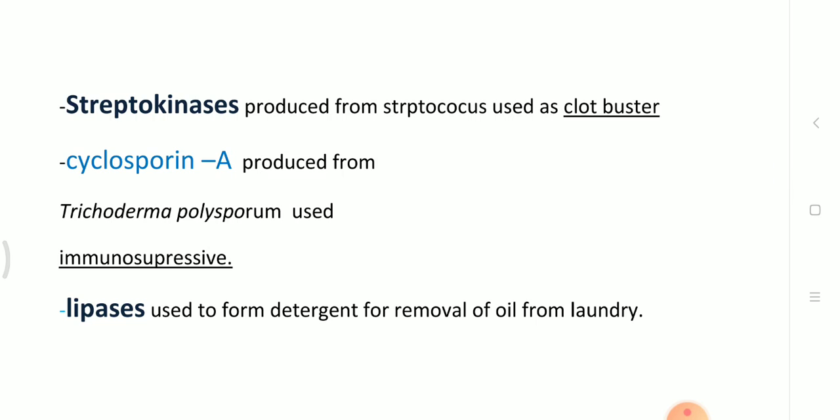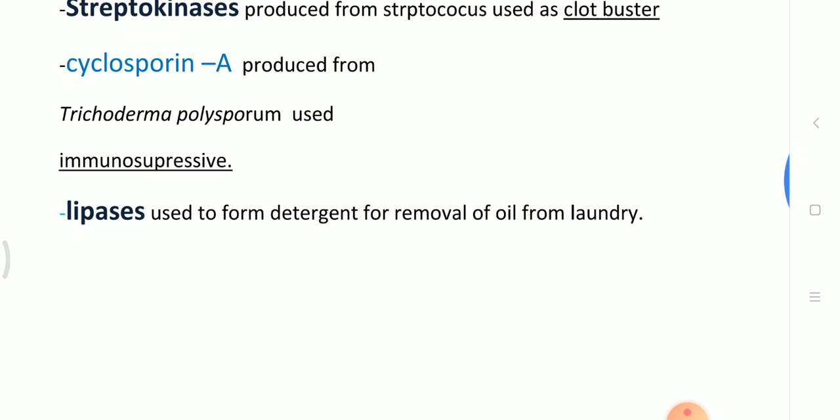Next is cyclosporin A. Cyclosporin A is produced from Trichoderma polysporum and used as an immunosuppressant. In some patients it is very necessary, because when graft rejection takes place, to prevent the graft rejection, cyclosporin A reduces the immunity of the receiver's body, so that it does not react against the graft. So it is used to prevent graft rejection.